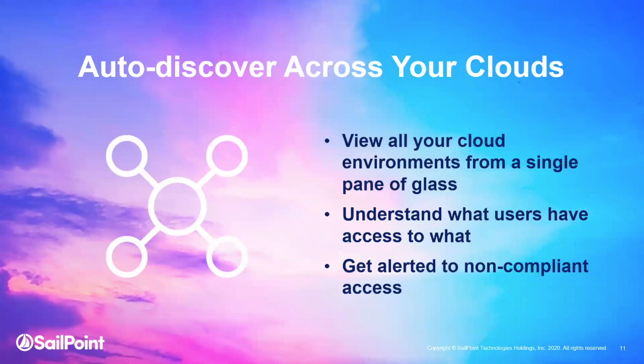Now, with a comprehensive access map, you can apply machine learning to better understand access intent and usage across all your identities and cloud infrastructure. Now, as access changes, which may not adhere to policies, it's really important to provide alerting in near real time of any non-compliant access.